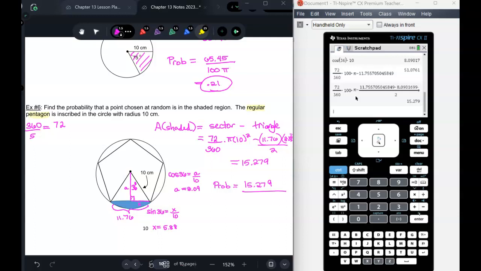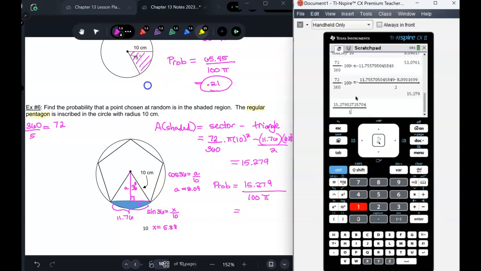Okay, all right. What was the area of the sector? So I just want to take this, 11.7. This is how we found the area of the sector minus the area of the triangle, which just gave us this whole thing. But what's the whole region? 100 pi. Oh, like this circle? Yeah. So I'm going to take this and divide it by 100 pi.